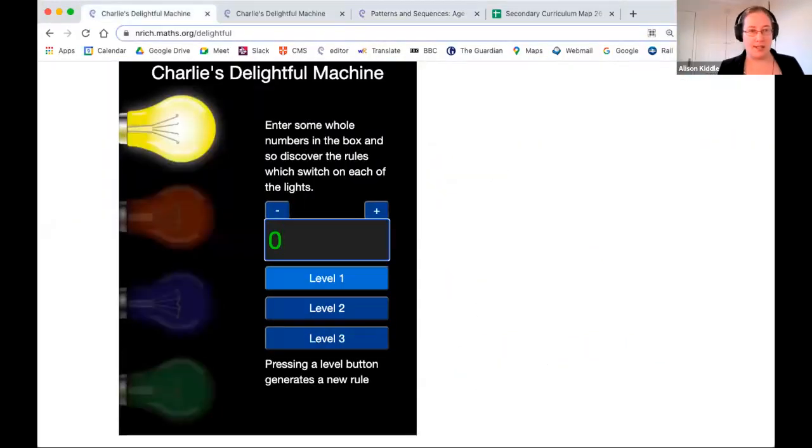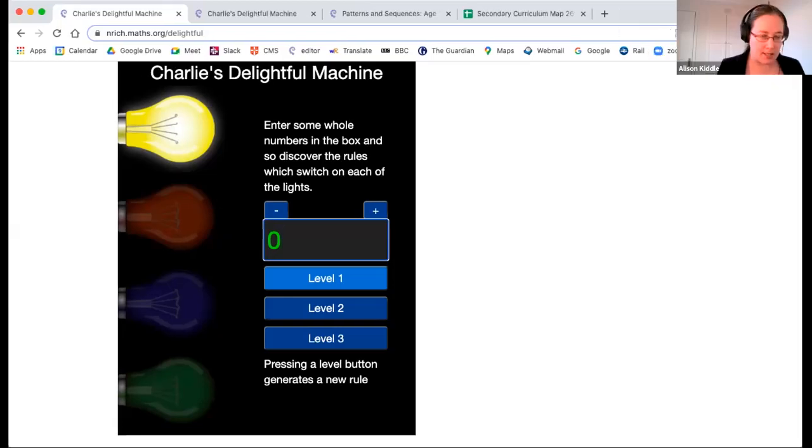So this is Charlie's delightful machine. So tell me about your delightful machine. Okay, can you see that? Yeah, so there's a number 0 in a box, and there is a yellow light bulb, and it looks like there's some other light bulbs as well, but I can't see because they are switched off.